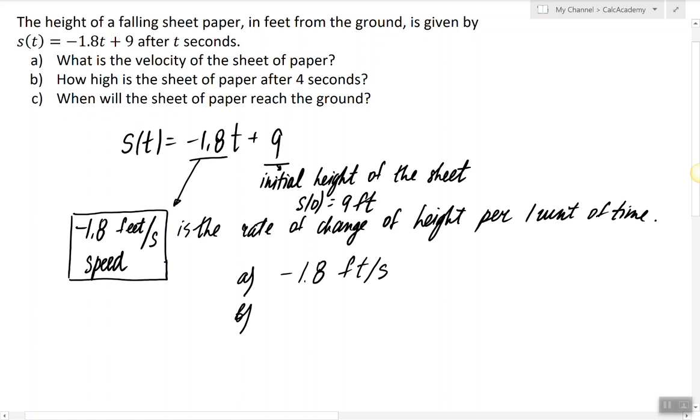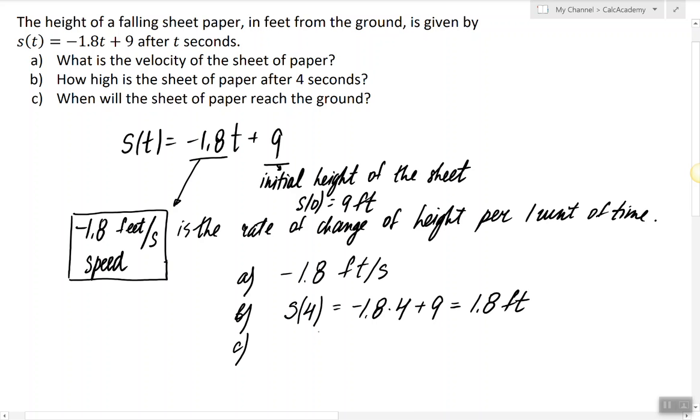How high is the sheet of paper after 4 seconds? We interpret this question as finding the value at 4. So what is s when t equals 4? So plug in 4, we get negative 7.2 plus 9, it's 1.8 feet. So the height of this falling sheet of paper 4 seconds later will be 1.8 feet from the ground.